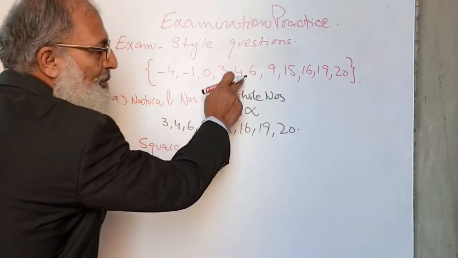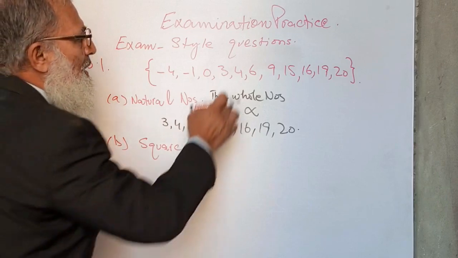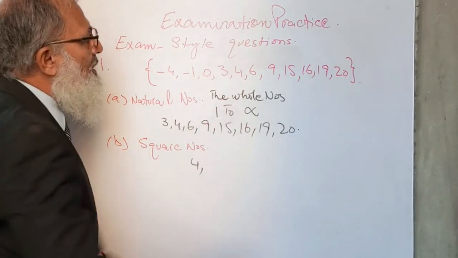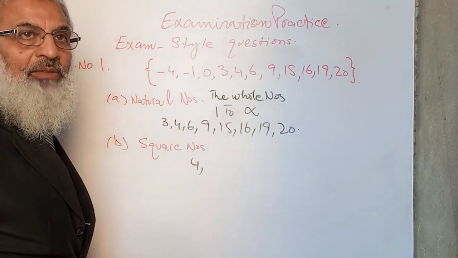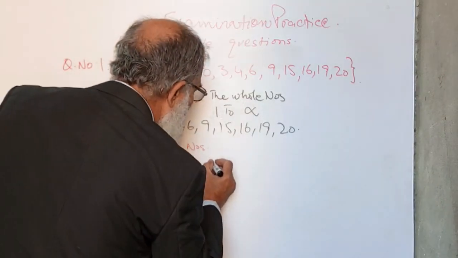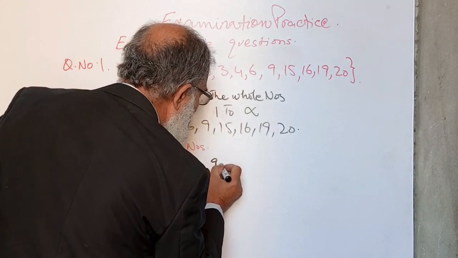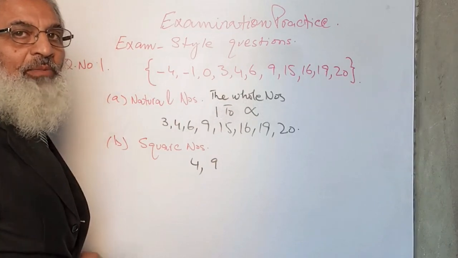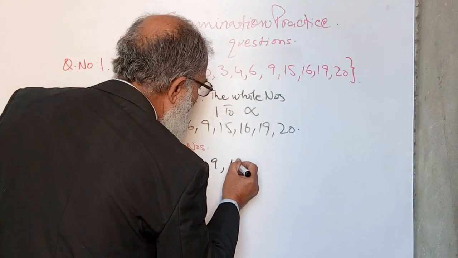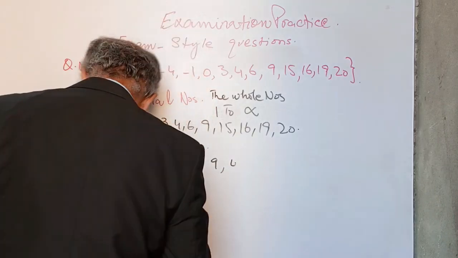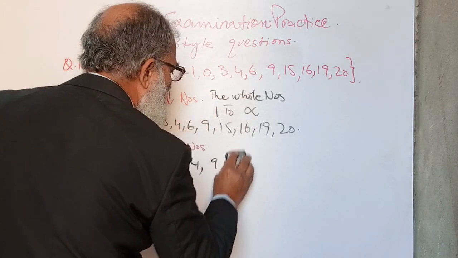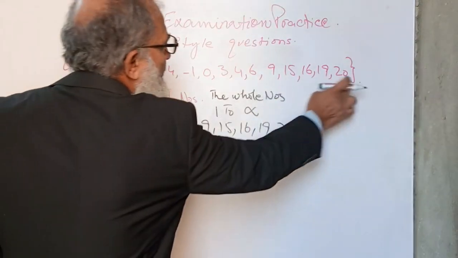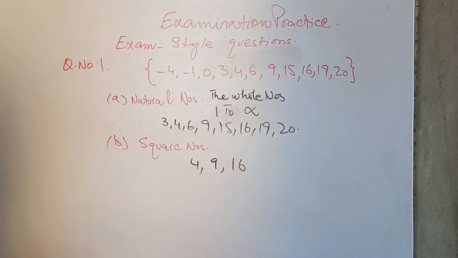by multiplying a number with itself: 4 came by multiplying 2 with itself, 2 times 2 is 4. 6 is not a square number. 9 came into existence by multiplying 3 with itself, 3 threes are 9. 15 is not a square number. 16 came into existence by multiplying 4 by 4. These are all the square numbers.